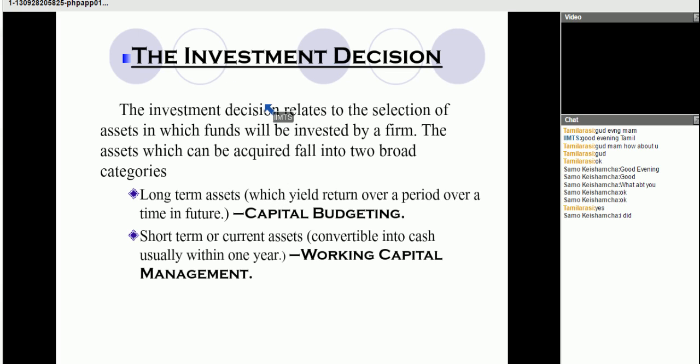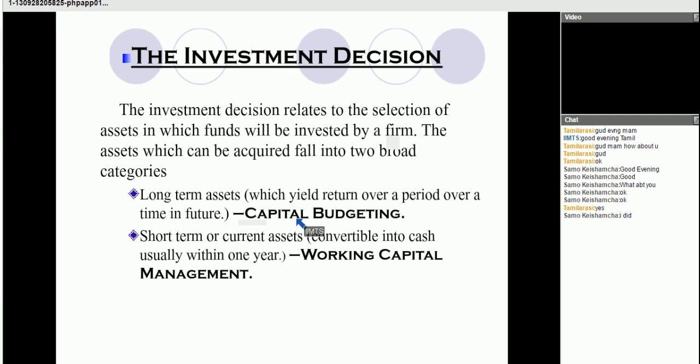So now the first is the investment decision. Investment decision relates to the selection of the assets in which funds will be invested by a firm. The assets which can be acquired fall into two broad categories. Means how a firm is going to invest its capital, in what type of properties it is going to invest, and when and how. One is the long-term assets, that is capital budgeting. Then short-term or current assets, that is working capital management.